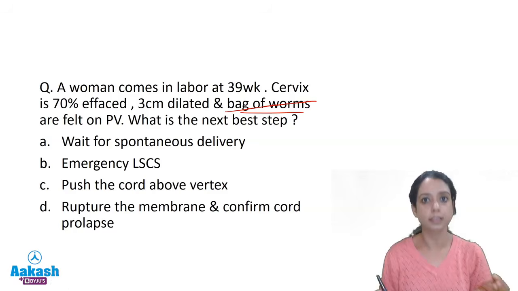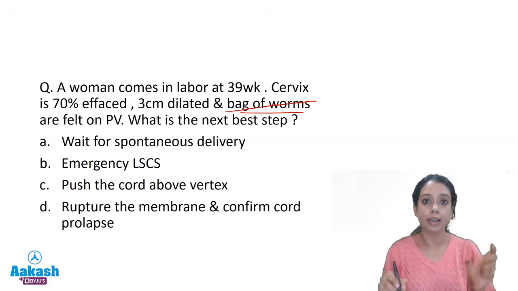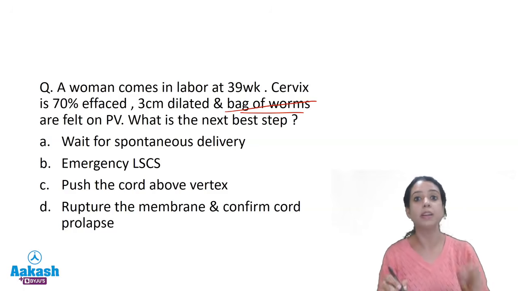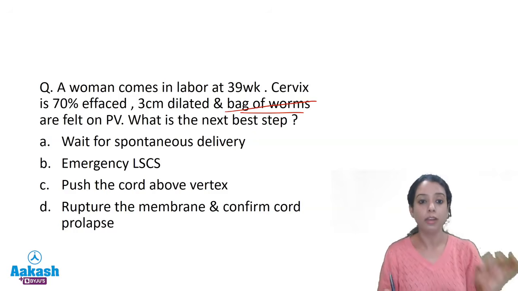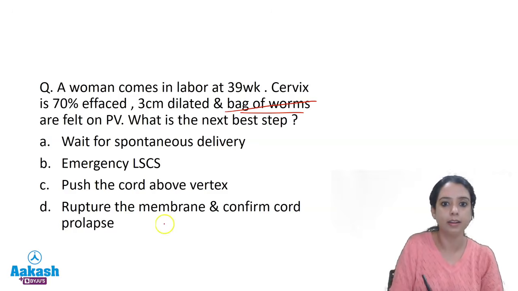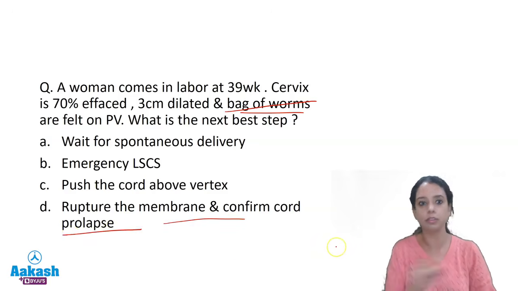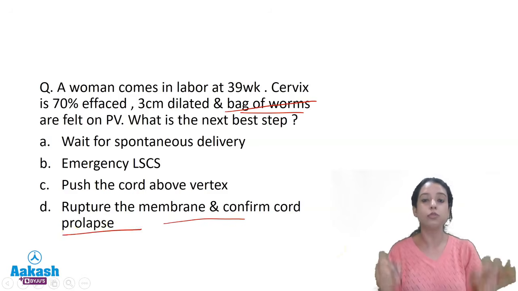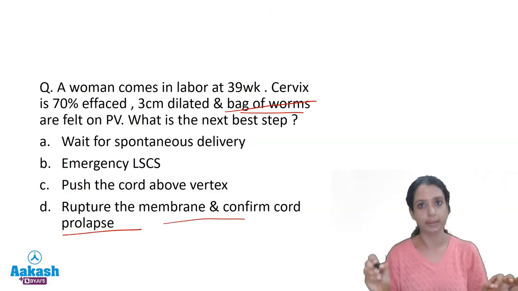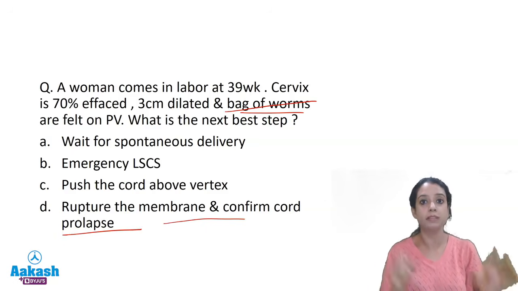We have already discussed in our video how to manage cord presentation. Cord presentation is again an emergency. If the membranes rupture, cord prolapse will happen and the baby can die in minutes. So first thing, you will never rupture the membranes. That would be a blunder, and the patient will sue you. You have to immediately deliver the baby because the membranes can rupture anytime. She is clearly in labor. Your main aim is to deliver the baby.